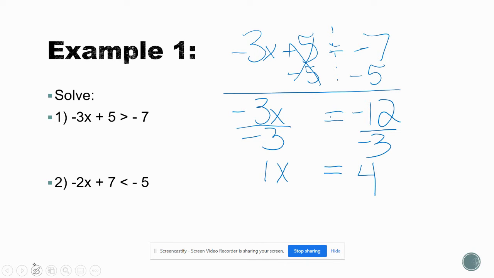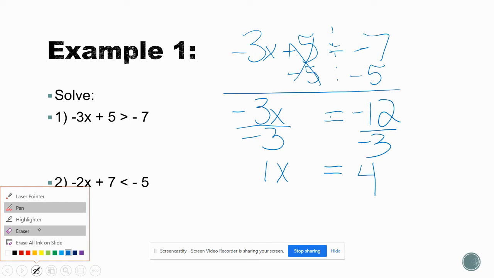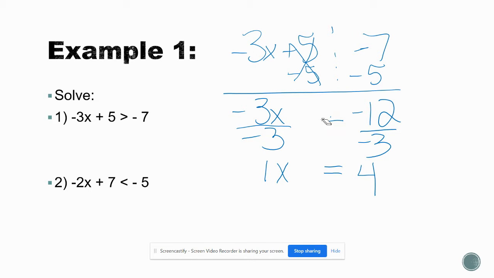What changes is now we have this inequality. So we still solve everything the same way. It's just that we pay attention to the fact that when I get to the point where we're dividing by negative 3, we're dividing by a negative. So the sign reverses, and our answer is x is less than 4.